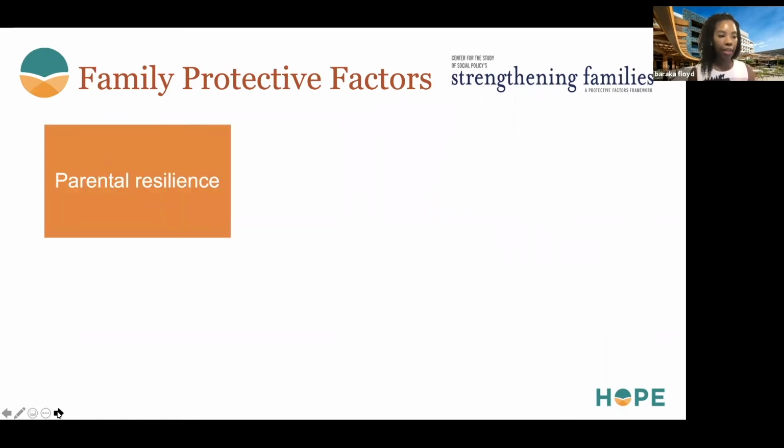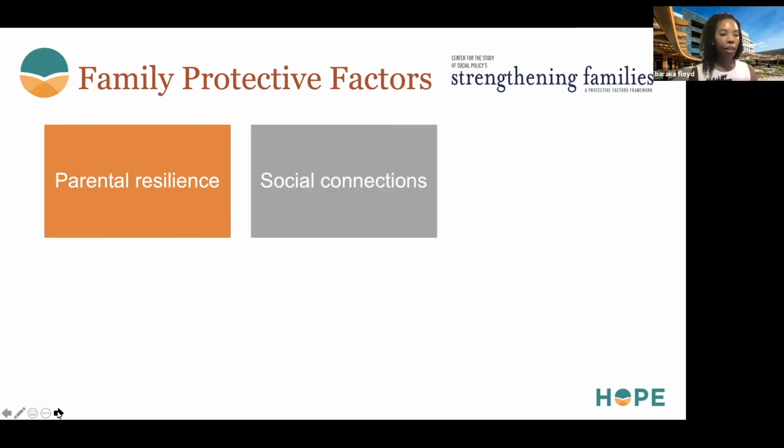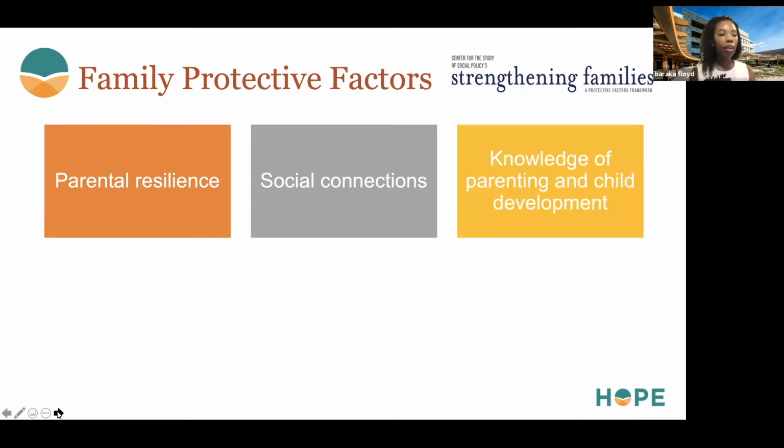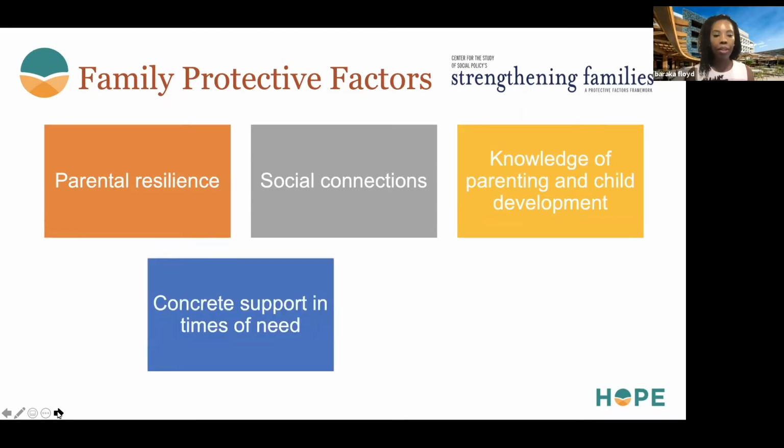Parental resilience is the ability to function well under stress in general and to be able to parent well in times of stress. Social connections are to friends and supportive relationships, and these are reciprocal relationships, not one-sided ones. Knowledge of parenting and child development is appropriate developmental expectations, recognizing and responding to your children's specific developmentally appropriate needs. Concrete supports are having basic needs and beyond met, and if you don't have those things, knowing where to go to get them.